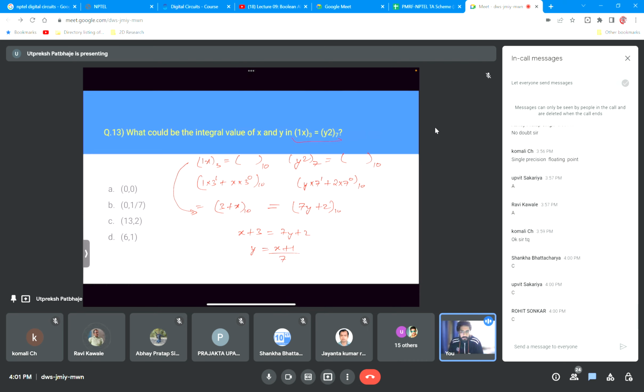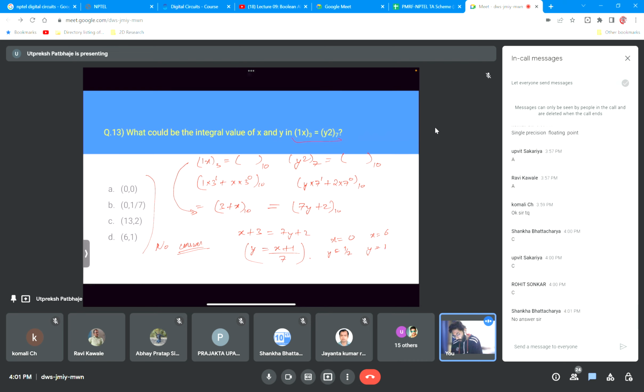Now still, do you think there is an answer? Let me tell you, there is no answer from these options. Because if you try to get the first value by trial and error, if you put x to be 0, you will get y to be 1 by 7. So it is clear that you have to put x in a way that you get y to be an integer. Yeah, Shankar, correct. Now you're getting it correctly. So if you put x equal to 6, at that time you will get y to be 1.